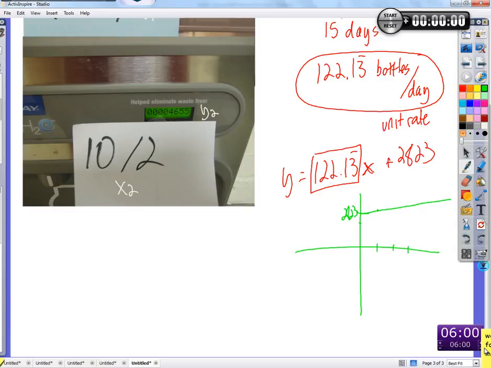And if we look at this equation, put it over here, y equals 122.13x. And we want to know when will we have saved, say, 10,000 bottles of water? Or how many days past September 17th will we have saved 10,000 bottles of water? How would we use this equation, this formula, to do that? Probably the number 10,000 is going to be part of it.